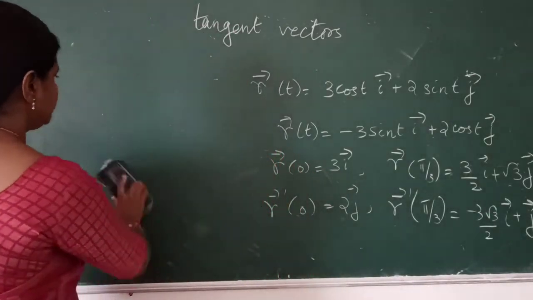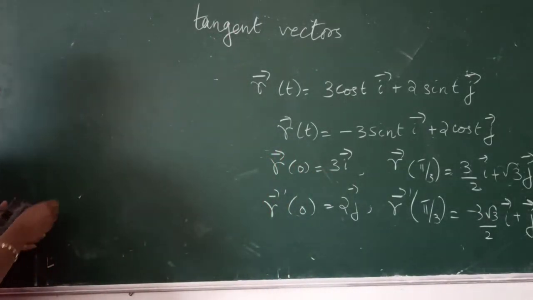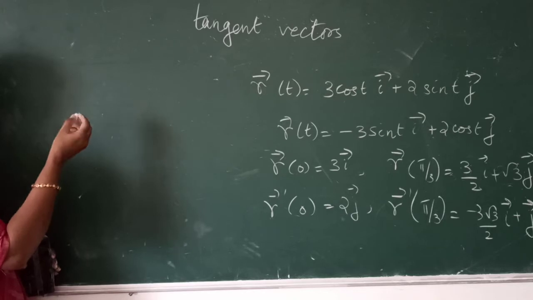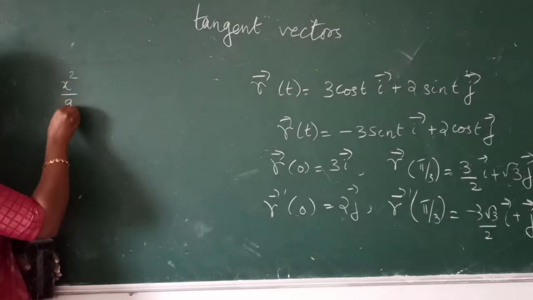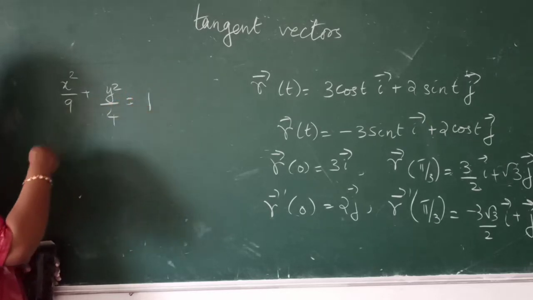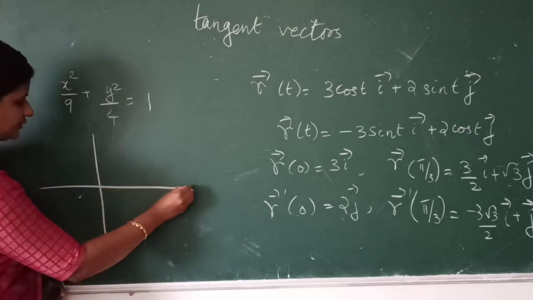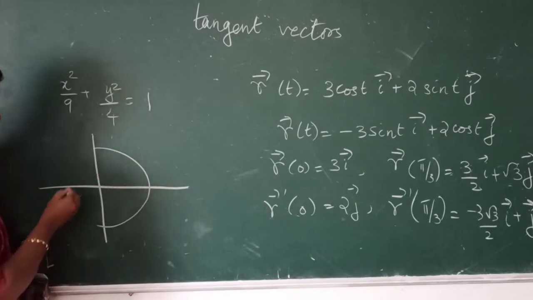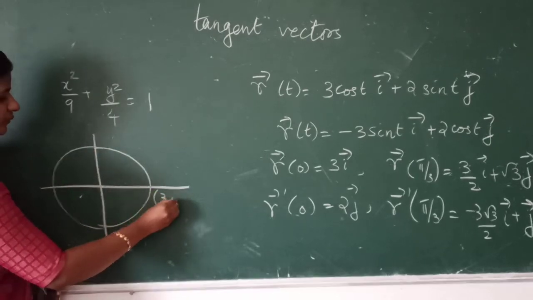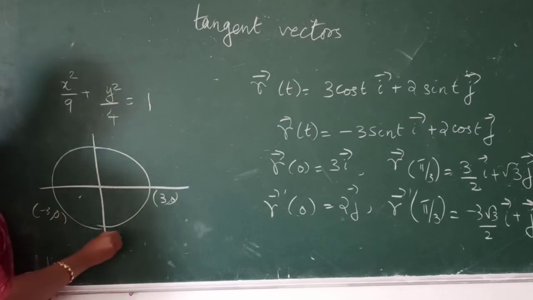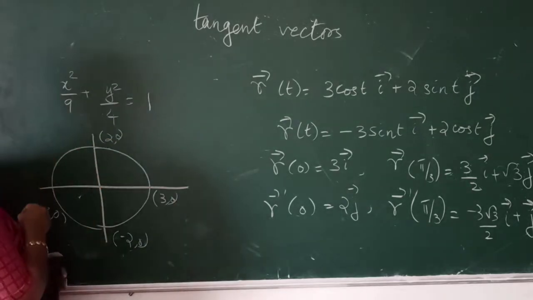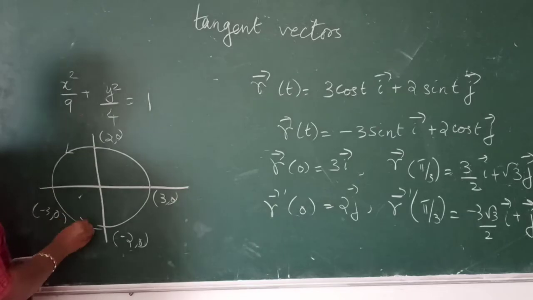And we know that this r of t represents cos square t plus sin square t is equal to 1, that is x square by 9 plus y square by 4 is equal to 1, and here it is the ellipse. So we have the ellipse with major axis 3, the points are 3, 0 and minus 3, 0, and here we have minus 2, 0 and 2, 0. We know this is our curve, and this is our orientation.